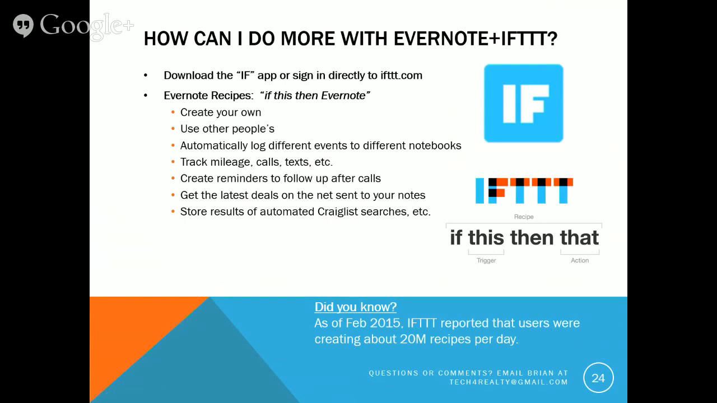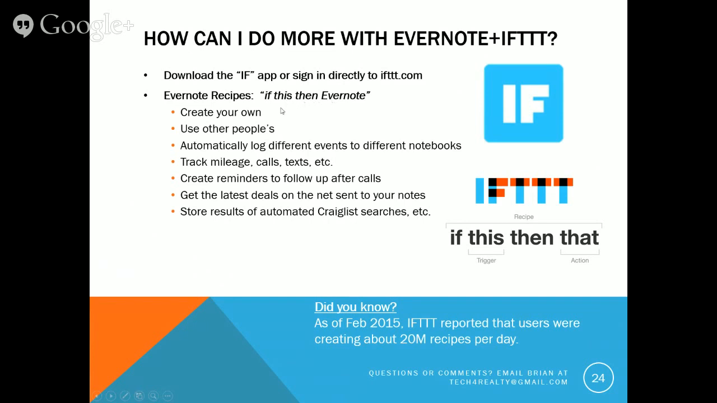All right, so we're going to download the If app. Okay, and the If app is for running things in the background on your phone or on your browser. It's going to run your recipes every 15 minutes or faster. Okay, and so really what's happening is it's saying if this happens, then shoot it to Evernote. That's really what's going on.